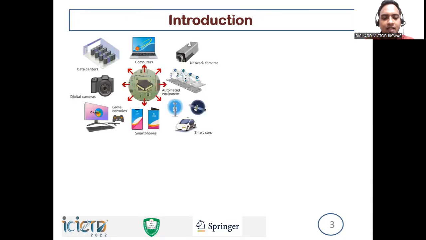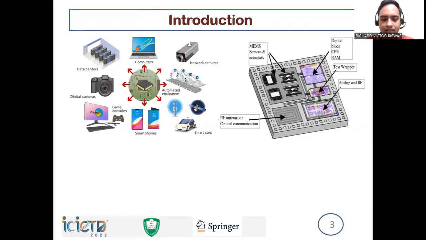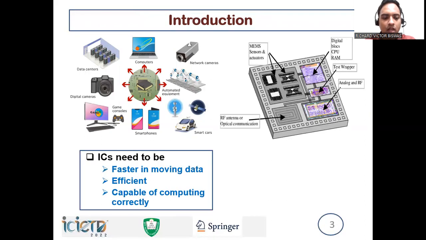Integrated circuits, that is ICs, are the heart and brains of all electronic designs. Therefore, they can be found in today's computers, CCTVs, cameras, automated equipment, automobiles, smartphones, game consoles, digital cameras, data centers, and so on and so forth. All ICs can be categorized as analog, digital, or a combination of the two. So what are the expectations from today's ICs? They must be faster in moving data, efficient, and capable of computing correctly.